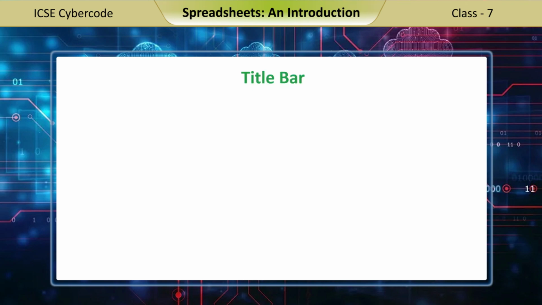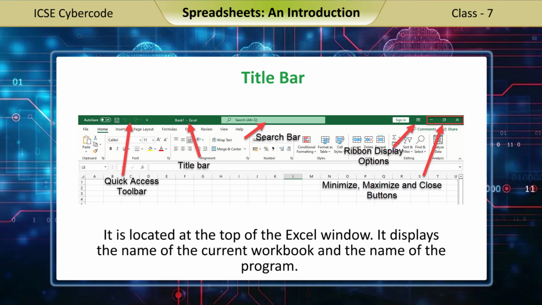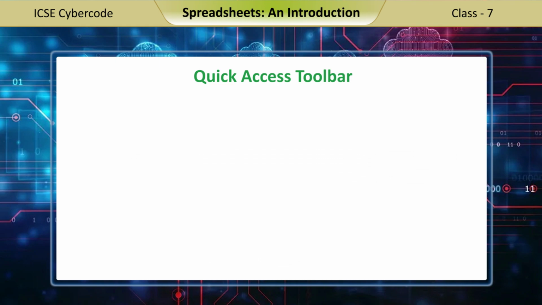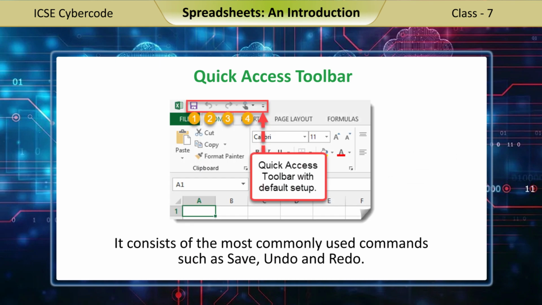Title bar. It is located at the top of the Excel window. It displays the name of the current workbook and the name of the program. Minimize, maximize, restore down and close buttons are also located on the right side of the title bar. Quick Access Toolbar. It consists of the most commonly used commands such as save, undo and redo.